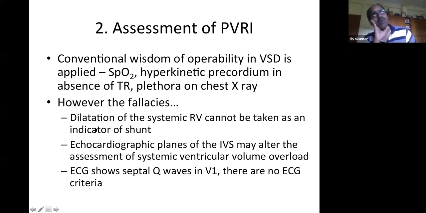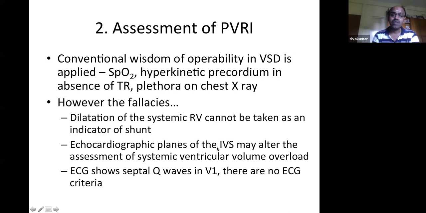normally we will talk about left ventricular volume overload in the presence of a VSD. Here it is right ventricular volume overload. We need to understand that dilatation of a systemic right ventricle cannot be taken as an indicator of the quantity of the shunt. You can have the right ventricle being dilated just by virtue of right ventricular systolic dysfunction and not due to higher volume overload.